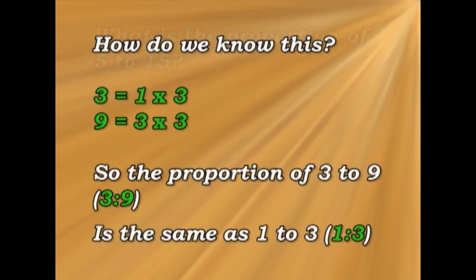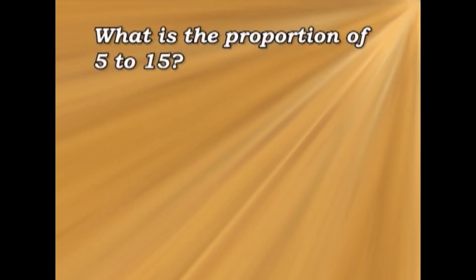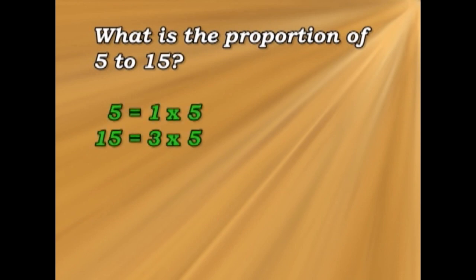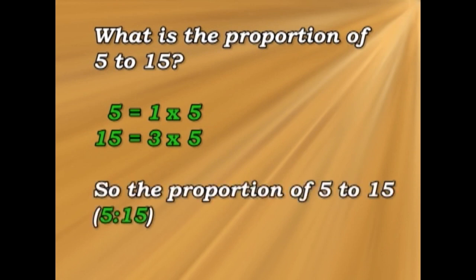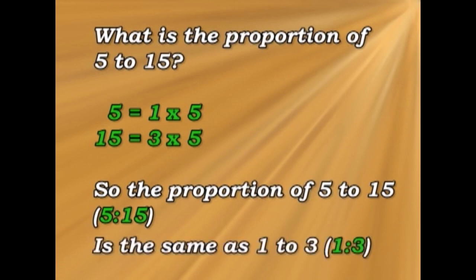Now let's look at the second part of the problem. What is the proportion of 5 to 15? Well, again, 5 equals 1 times 5. 15 equals 3 times 5. So the proportion of 5 to 15 is the same as 1 to 3.